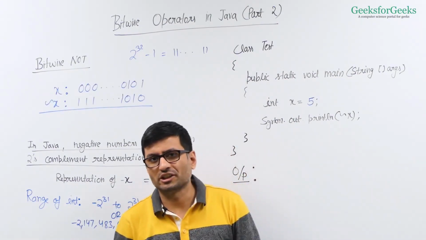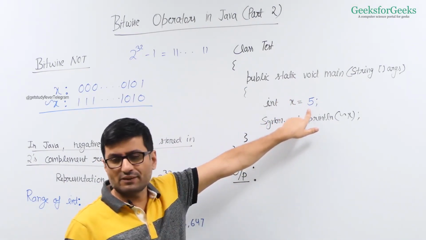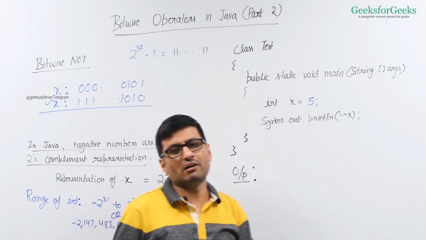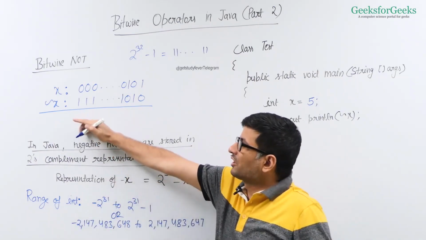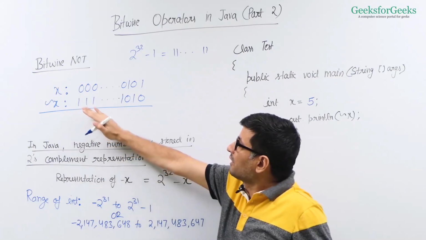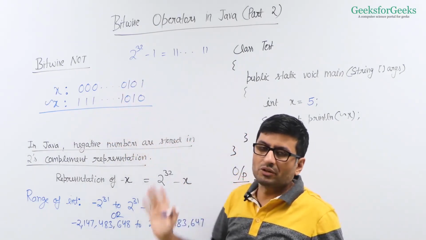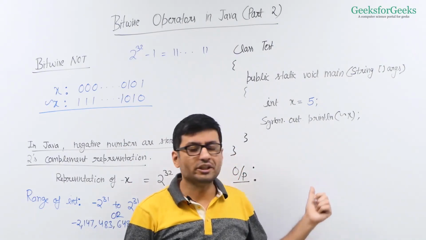Let's do an exercise now. Let's try to guess the output for this program. I've changed x from 1 to 5. I've written the result of NOT x. I've just simply written the binary representation. You need to guess the decimal value of this. What will you get as an output on the screen?